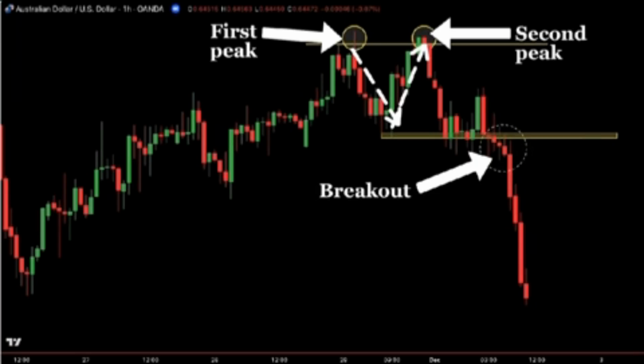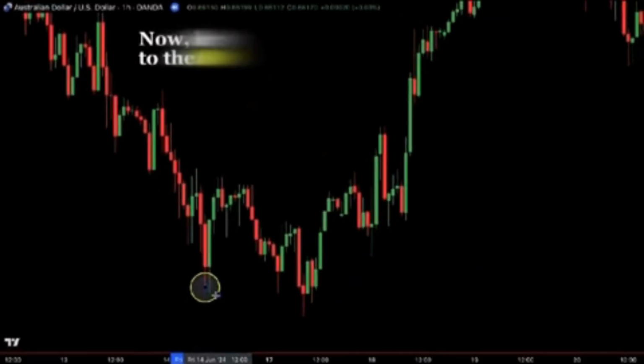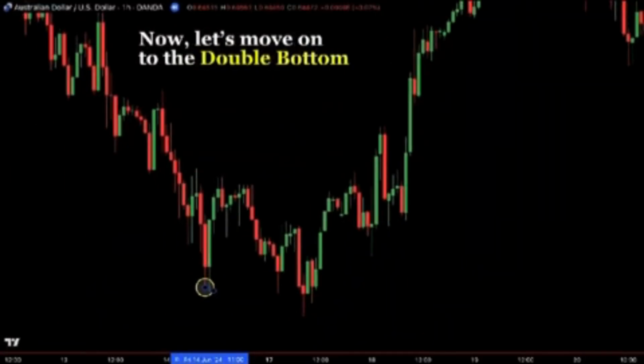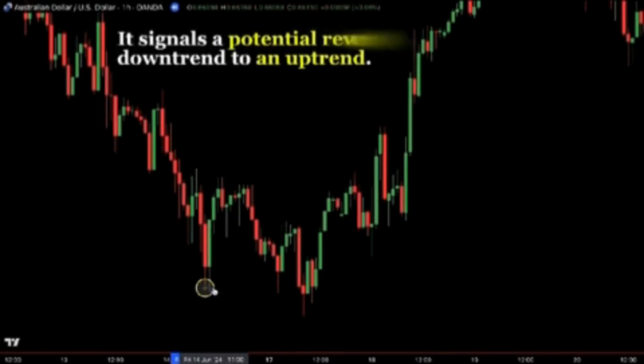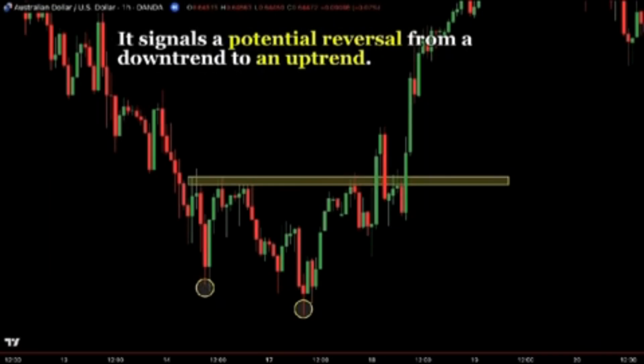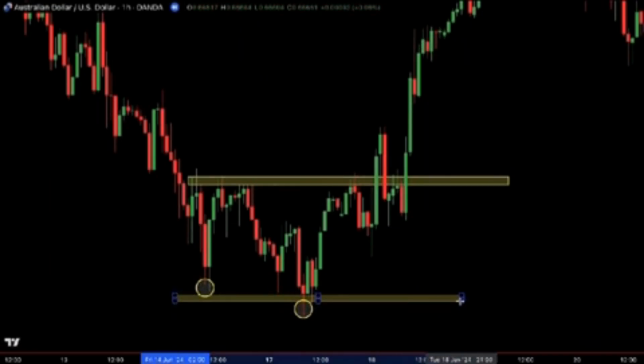to a trend reversal. Now let's move on to the double bottom, which is the exact opposite of the double top. The double bottom is the opposite of the double top and signals a potential reversal from a downtrend to an uptrend. It's a powerful pattern that shows sellers are losing control and buyers are stepping in to push prices higher. This pattern forms when price attempts to break a support level twice but fails both times. This failure indicates that sellers are running out of strength and buyers are gaining momentum.